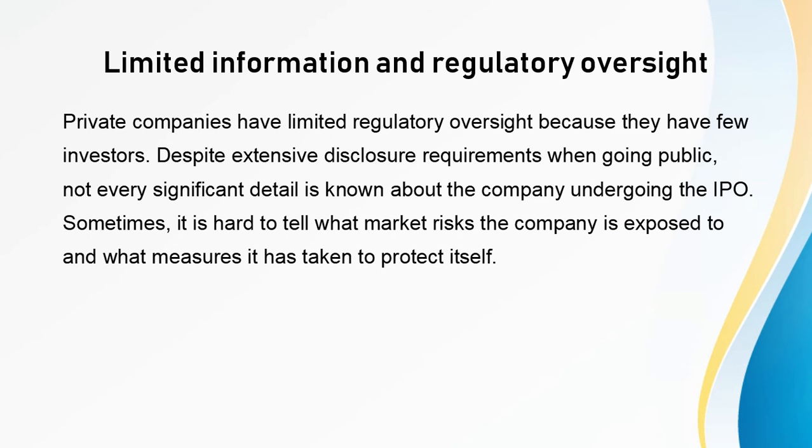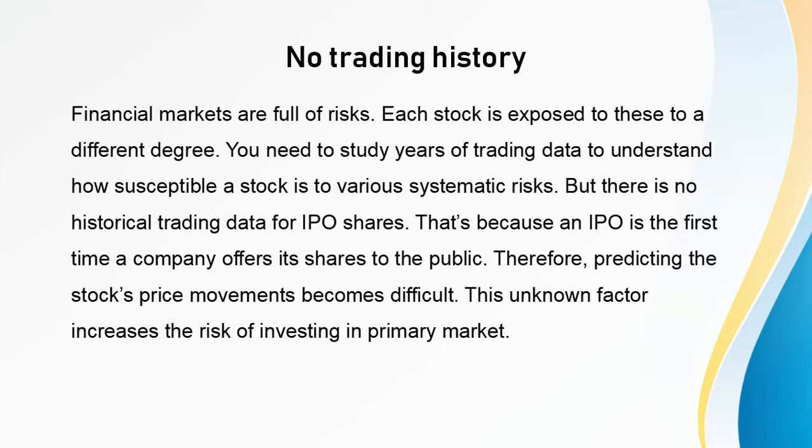Now, first, let's look at the limited information and regulatory oversight. Private companies have limited regulatory oversight because they have few investors. Despite extensive disclosure requirements when going public, not every significant detail is known about the company undergoing the IPO. Sometimes it is hard to tell what market risks the company is exposed to and what measures it has to take to protect itself. Next is no trading history.